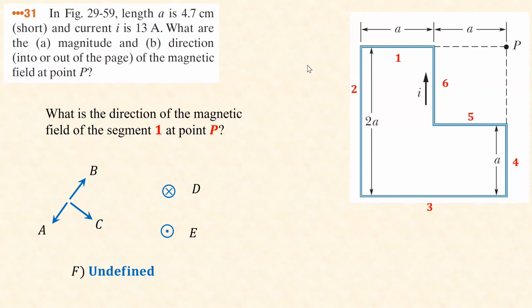Hello, Professor. So for the first one, the current's going to the left, but the four fingers are not on the point, so it's undefined, right? Undefined because what? Why is it undefined? Is it because it's perpendicular?